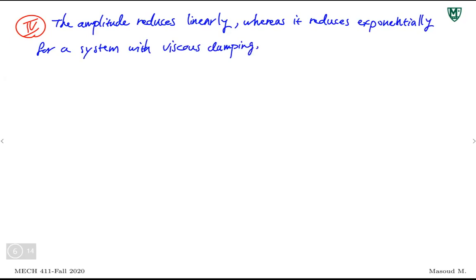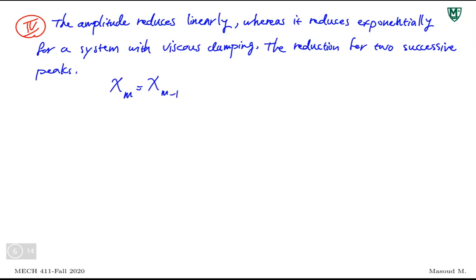And this reduction, you can actually calculate. So the reduction for two successive peaks, yeah, peaks is good. If I call this xm, it would be xm minus 1, the maximum value of the peak I had from before, minus 4 mu n over k. This is the relationship that you kind of saw, right?